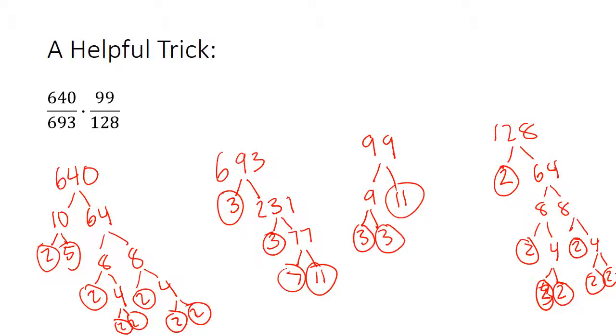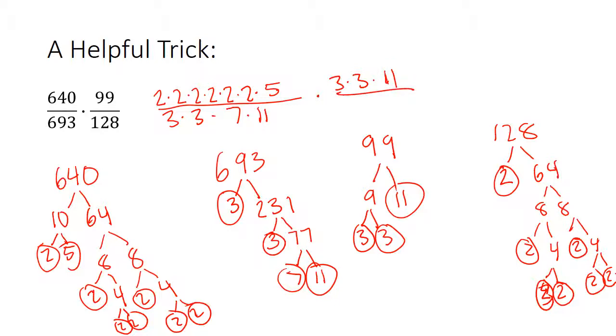Okay, so I'm going to rewrite our multiplication problem using the product of our prime factorizations. So 640, that's 1, 2, 3, 4, 5, 6, 7 2's, times a 5. 693, that's 3 times 3 times 7 times 11. Then 99 over 128, that's 3 times 3 times 11 over 7 2's.